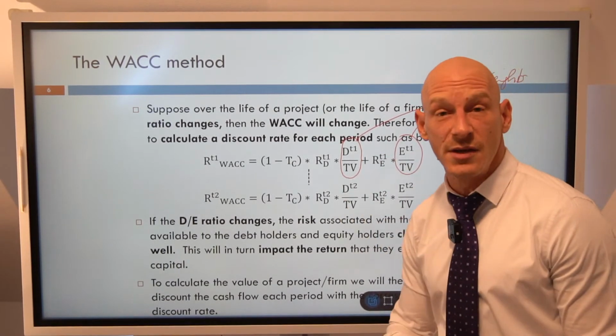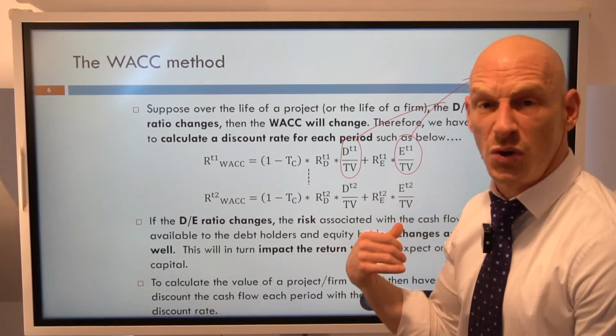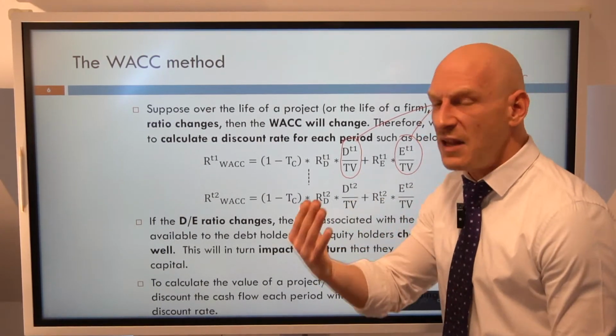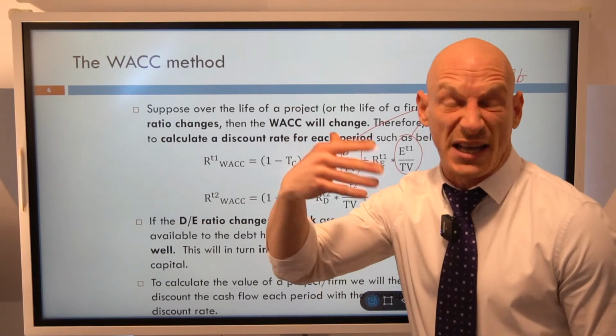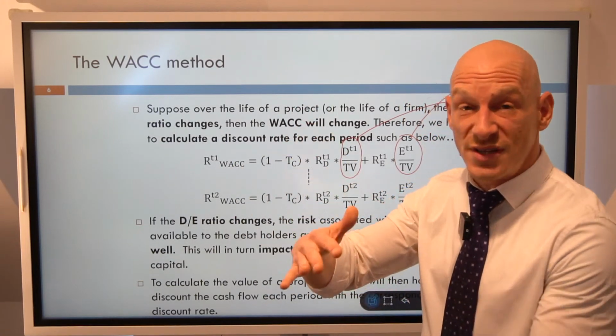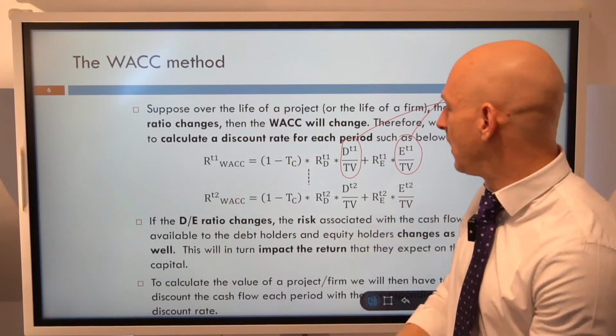Why do we do this? Because we're trying to figure out how to use this method, even if the firm readjusts its capital structure, so changes the proportion of debt to equity.